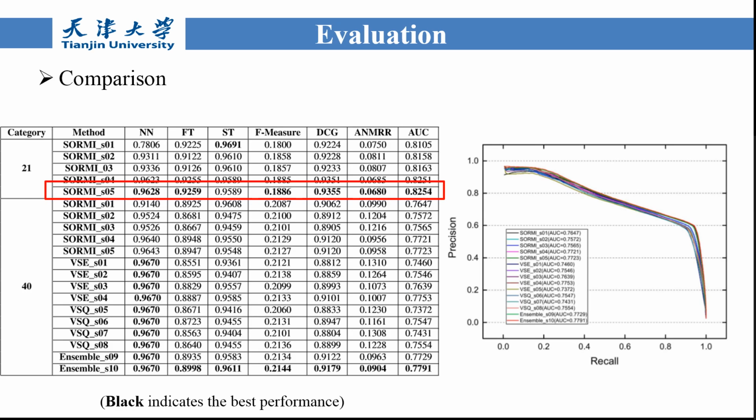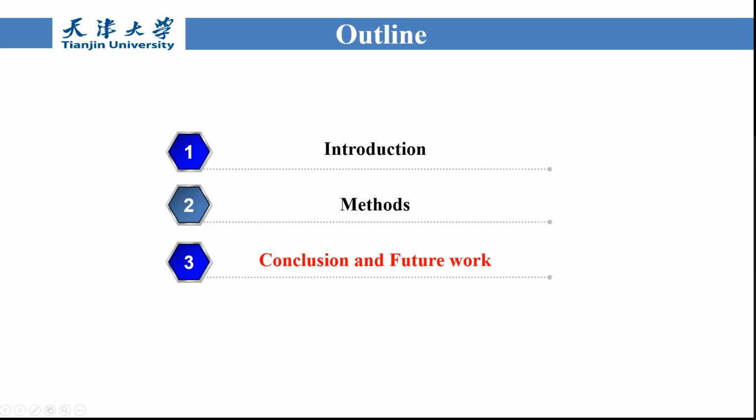This is a total comparison of 3 supervised methods. For 21 categories, the fifth method gets the best result. And for 40 categories, the last one performs best. The final part is the conclusion and the future work.